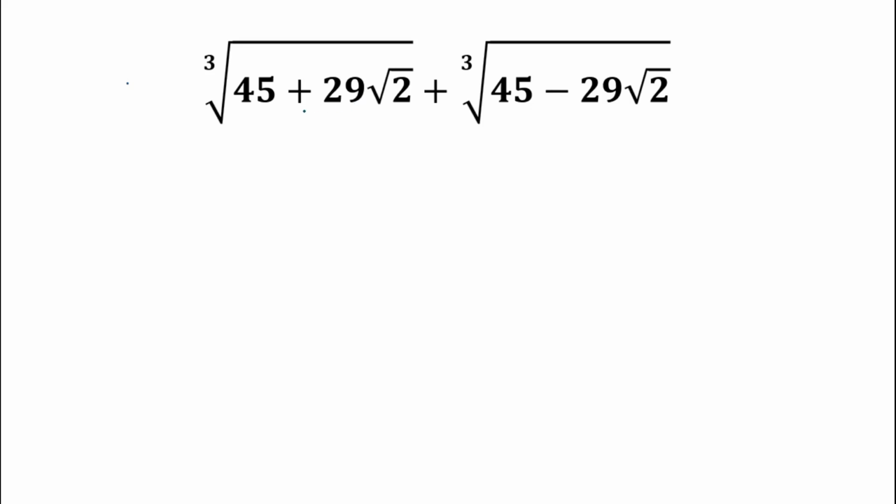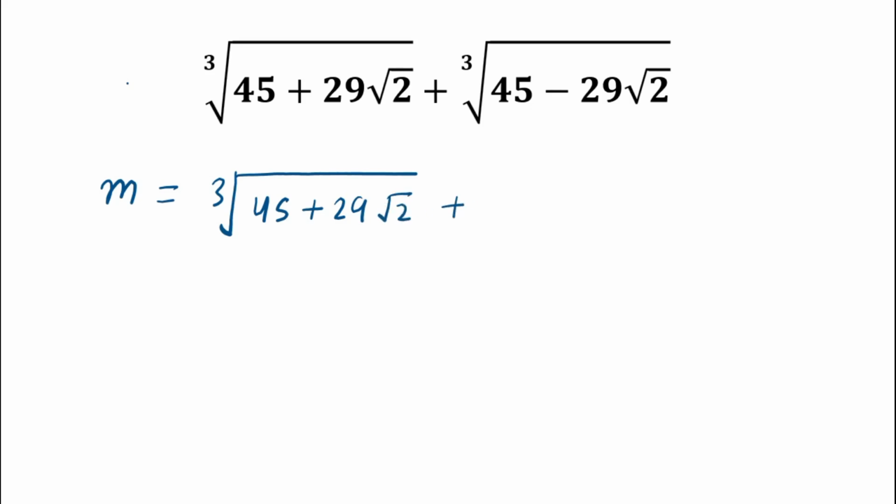Now let's start the solution of this question. Here assume m is equal to cube root of 45 plus 29 times square root of 2, plus cube root of 45 minus 29 times square root of 2.